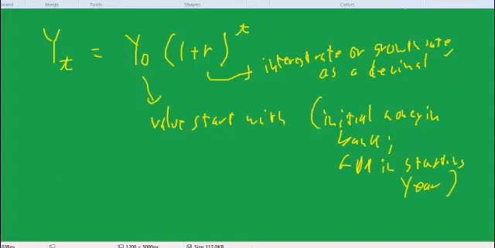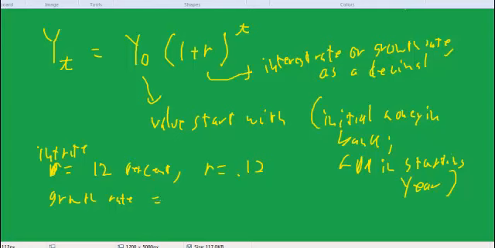So if the interest rate is 12%, then we would say R is 0.12. Or if your GDP growth rate is 3.5%, then we'd say R is equal to 0.035. So we move the decimal point over to express the interest rate as a decimal.